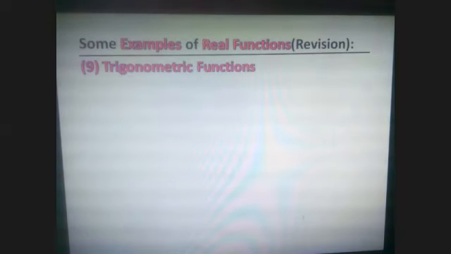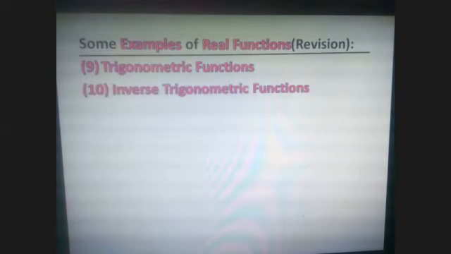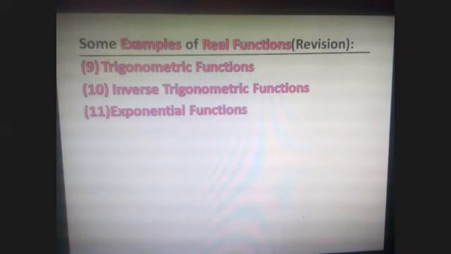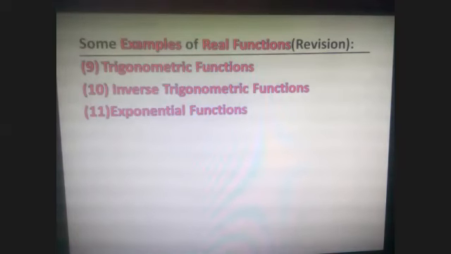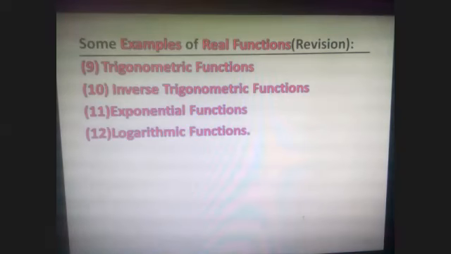Trigonometric functions, I'm not taking up details here. Further, you have inverse trigonometric functions, we will deal with them later. Exponential functions are on the way. Trigonometric functions I can also explain in short later. Further, we have logarithms. These are coming on the way, and I'm just telling what kind of real functions we are discussing now: trigonometric functions, inverse trigonometric functions, exponential functions, and logarithmic functions.